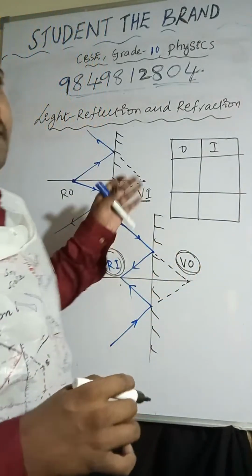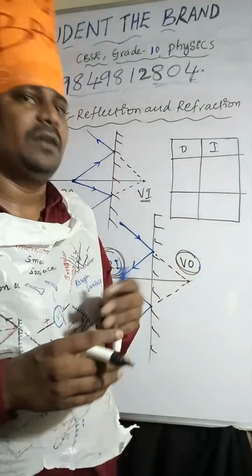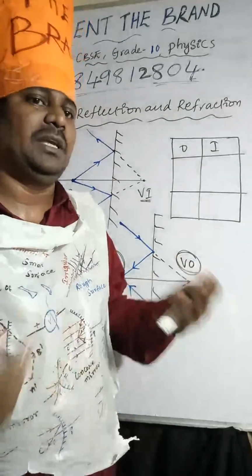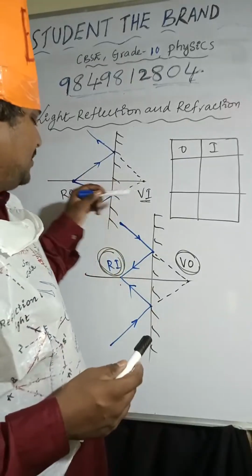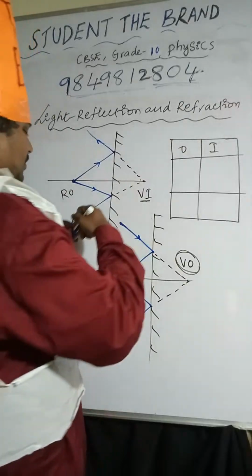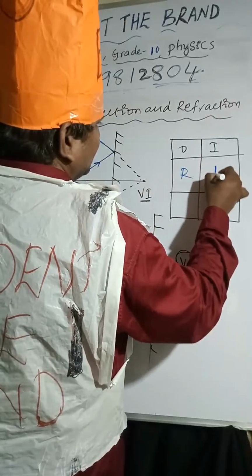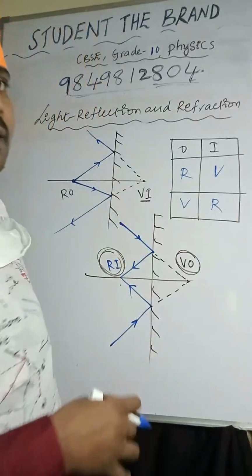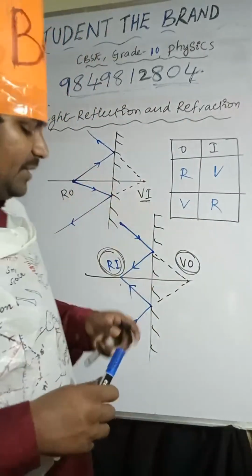So by this we can conclude that if the object is real, the image is virtual. If the object is virtual, the image is real. Vice versa. So this is about object and image.